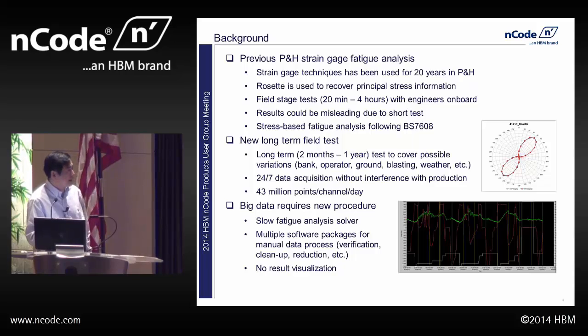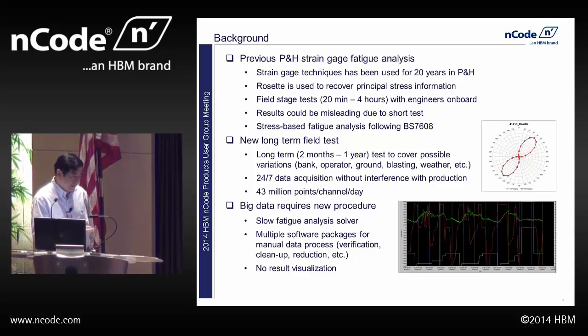So in the last couple of years, we changed our strain gauge test methodology. We switched from short-term tests to long-term tests. Normally the test lasts 2 months to 1 year. The engineer just installs the sensors on the machine, turns on the system, then leaves. The system just runs 24/7 without any interference with the production. Sometimes the operator doesn't even know there's a test going on. That way we can make sure we pick up the real operation of the machine.